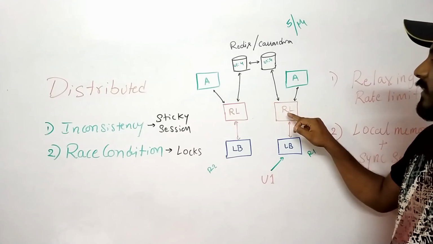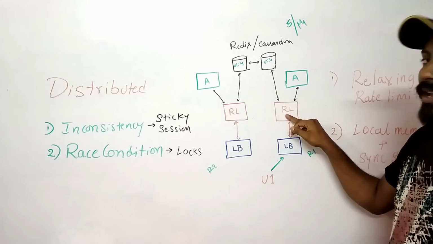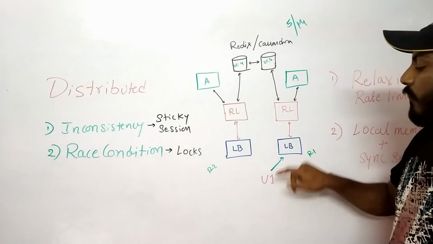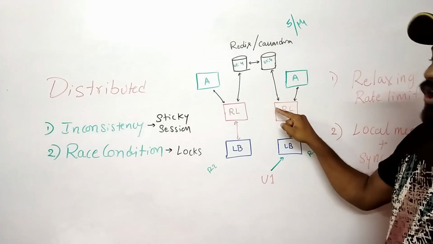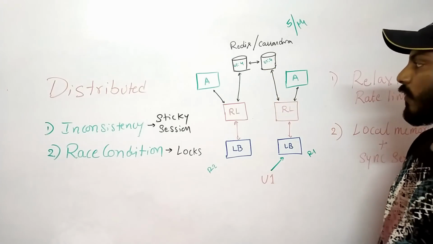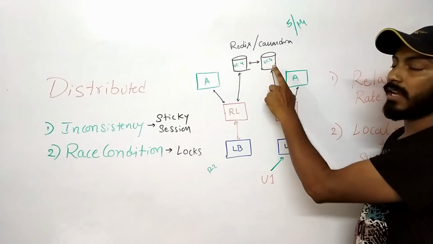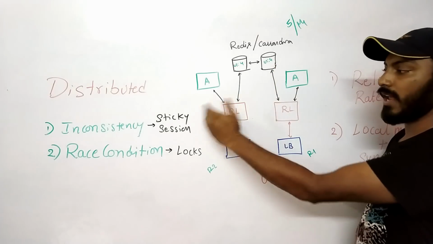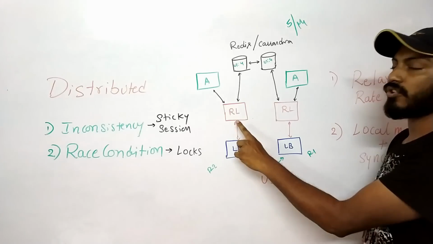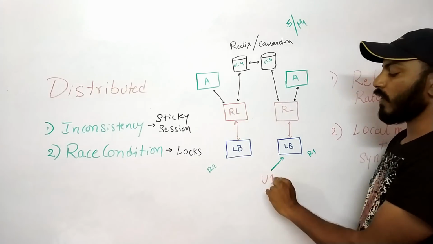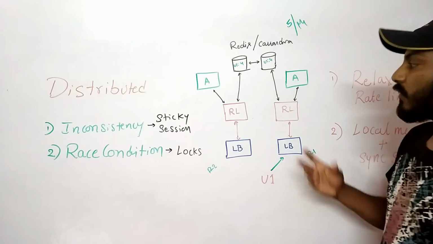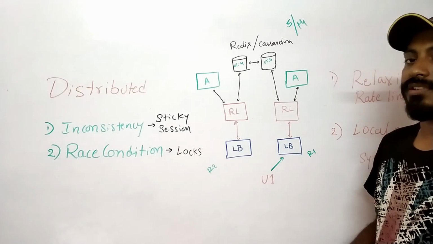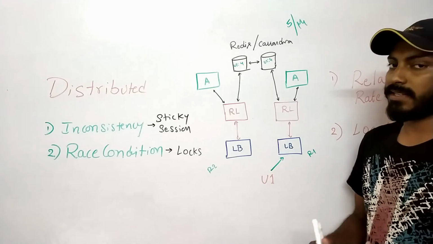Okay, in this case, if this rate limiter wants to access the data for user 1 from this Redis or Cassandra node, it will put a lock on this particular key, so that if any other rate limiter, like this one or any other number of rate limiters, tries to access the data for U1, they can't, because the lock is with this one. That way we can protect against this race condition or inconsistency.